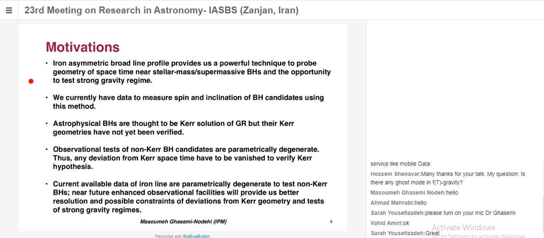And current available iron line data are parametrically degenerate for testing non-Kerr black holes. Near future enhanced observational facilities will provide us better resolution and possible constraints on deviation from Kerr geometry and tests of the strong gravity regime.